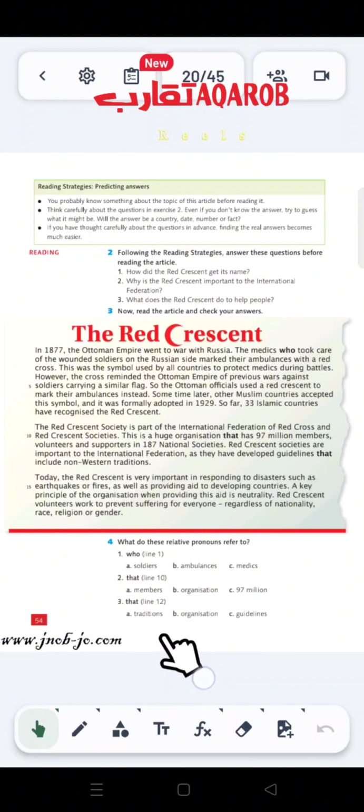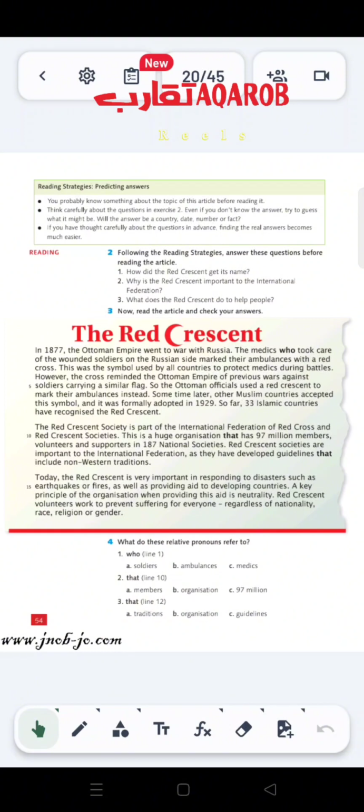So that refers to guidelines. These guidelines include what? Non-Western traditions. So number 1, the answer is medics. Number 2, the answer is organization. Number 3, the answer is guidelines.